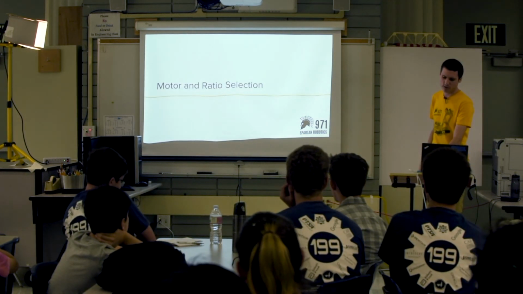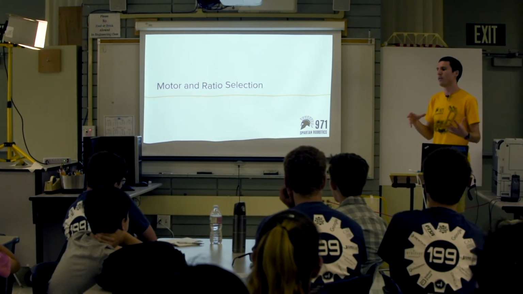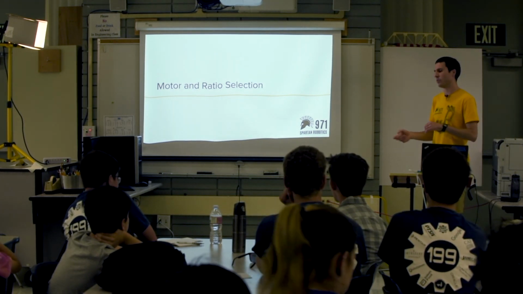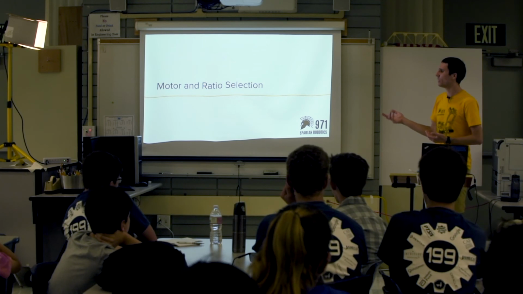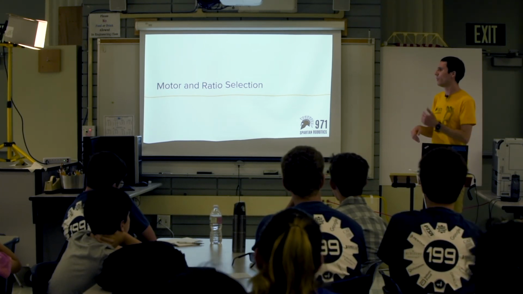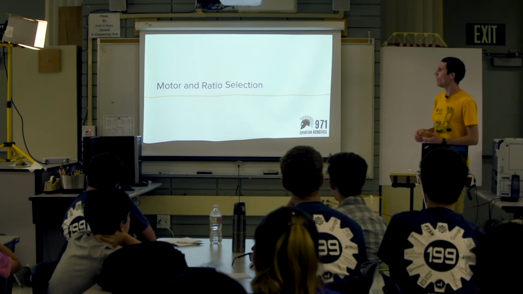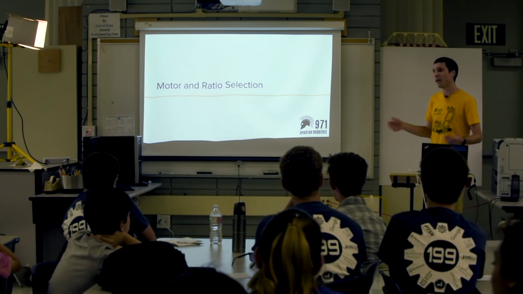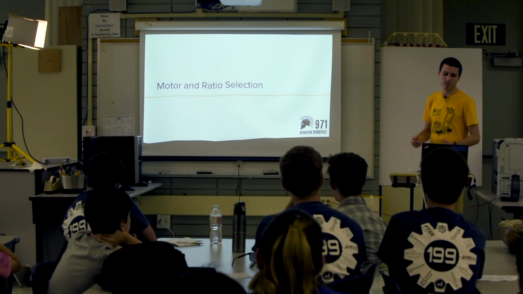One of the first things when designing a mechanism, once you have the idea of what you want, let's use the simple case of an intake arm that's going to go up and down. One of the first steps, after you've figured out what it's going to look like, is figuring out what your ratio is and selecting it.